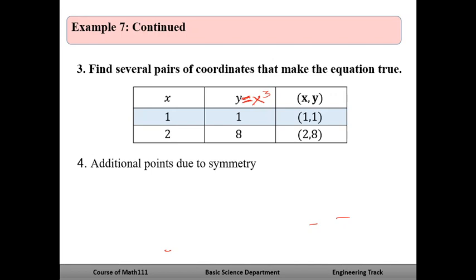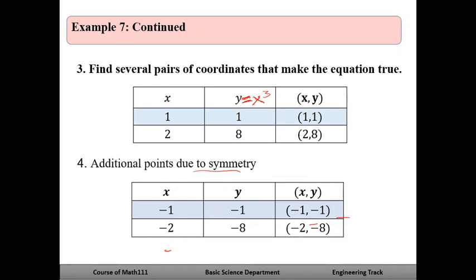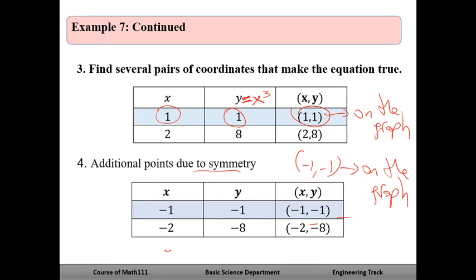Now we can also check, so we have some additional points due to symmetry. What we mean here is, if (1, 1) is on the graph, then (-1, -1) is on the graph. This is due to symmetry with respect to the origin. So if (2, 8) is there, (-2, -8) should be there.